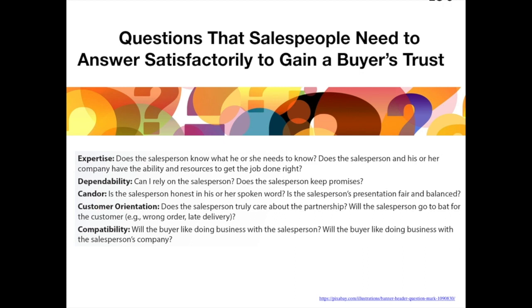And does the salesperson have good customer orientation? Do they really care about our partnership and protect us or go to bat for us if something goes wrong? And is the salesperson compatible? Will I like doing business with that salesperson? Or will the buyer like doing business with the salesperson's company? So these are some of the questions that might be asked from a buyer on whether or not they can trust a salesperson.